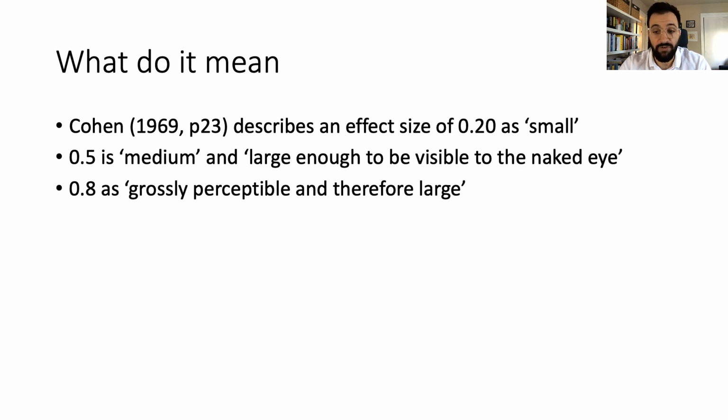An effect size of 0.5 is medium. Cohen called this large enough that it would be visible to the naked eye. This is like comparing heights of 14 and 18-year-old girls. And then an effect size of 0.8, Cohen called grossly perceptible and therefore large, and he equated it to the difference between 13 and 18-year-old girls in the US. So these are the standards that most people use when talking about effect size, and I'll talk a little bit more about what that means in just a second.